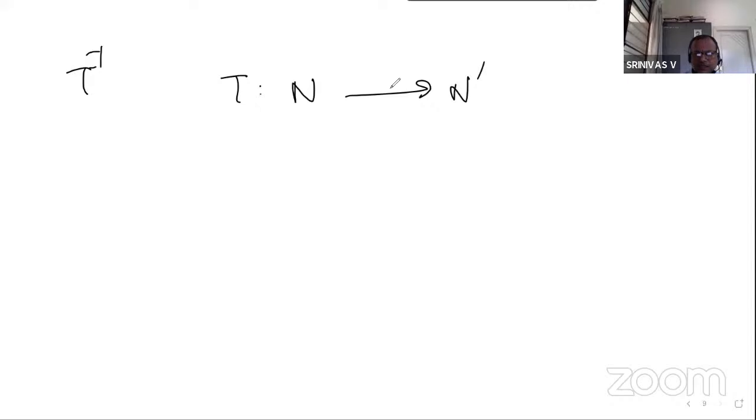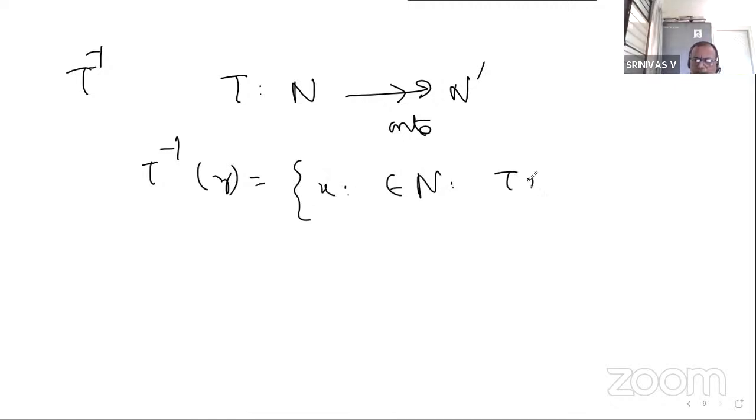What is it about? It speaks about linearity of T inverse. Say you have a map T from N to N dash, and say this is onto. If I write two arrows, it means it is onto. With ontoness, you can define T inverse. What is T inverse of y? It is the set of all x in N such that T of x is equal to y.